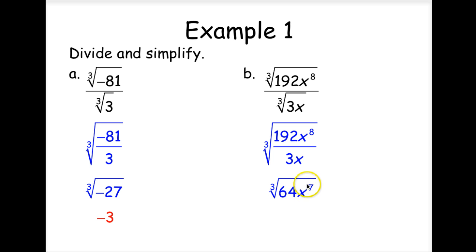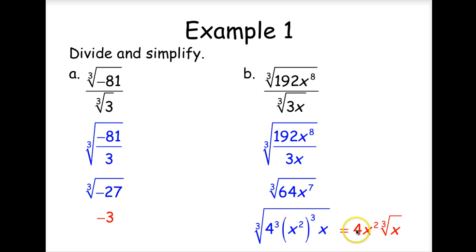Well, how many groups of 3 can we get out of here? Well, 2 groups of 3 with 1 left over. And we can rewrite 64 as 4 to the 3rd. So we can pull out a 4 and an x squared. That leaves an x under the radical, because we pull out any groups of 3.